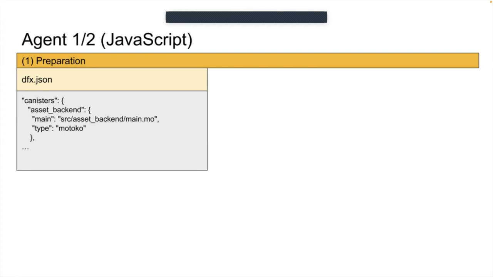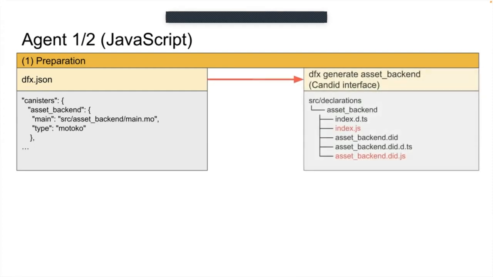As step two of this process, we have to generate the JavaScript declarations with the dfx command. For example, dfx generate asset_backend. The result of this process can be seen in the mentioned folder called declarations under the source folder of your dfx project. Inside of this folder, you can see some files.